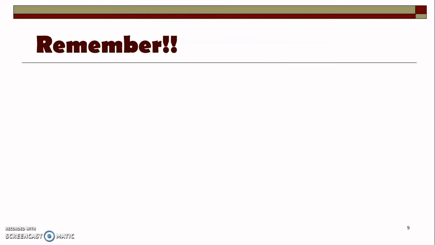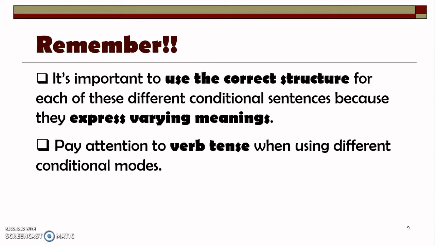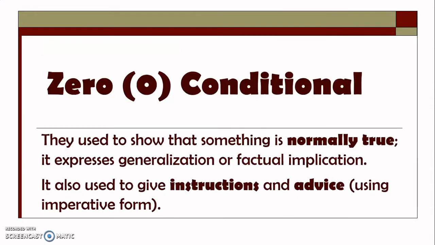Before we see each of them, don't forget these pointers. First, it's important to use the correct structure of each of these different conditional sentences. The reason is that they express different meanings, even for the same sentence. Secondly, pay attention to the verb tense when using different conditional clauses. And thirdly, use a comma after the if clause when the if clause comes before the main clause. Now let's proceed to look at each of them one by one.